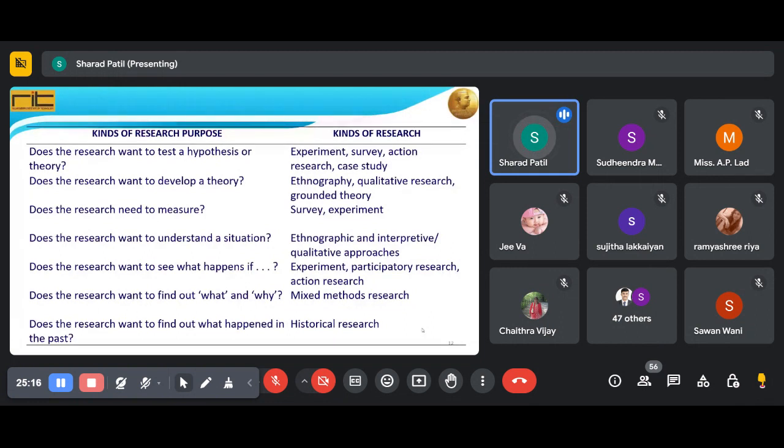So these are the different types of research methods and research design types, and these are the different tools people are going to use to achieve their research.